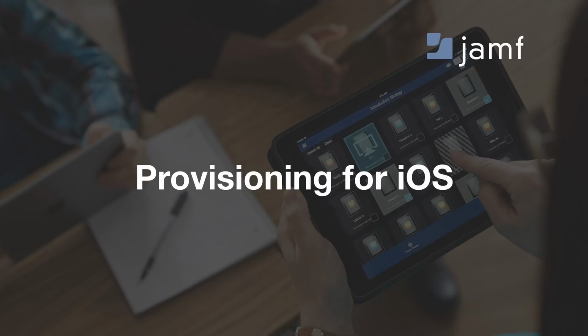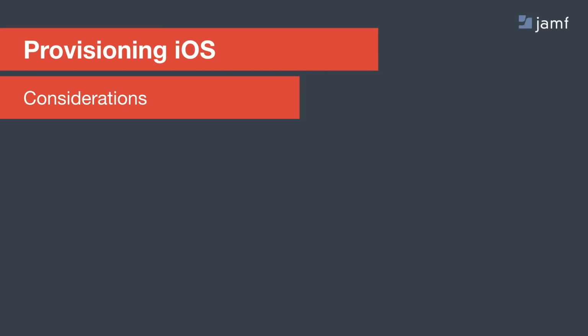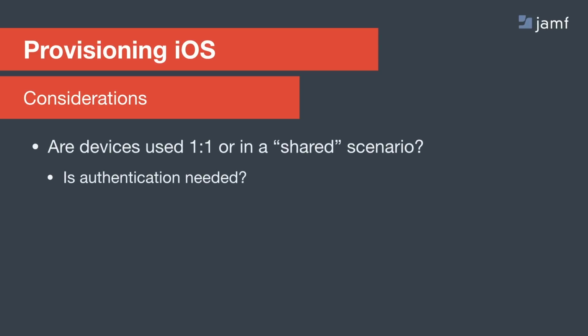So as summer starts, we might be planning, or maybe have already planned, to provision some new devices or maybe reprovision existing ones, in iOS particularly. Starting with that, if we're just getting started, we should probably consider a few things for provisioning our iOS devices. Are we going to be using a one-to-one model for device deployment, or is this a shared scenario where the device is shared among different users? In that regard, is authentication needed as part of that enrollment process?